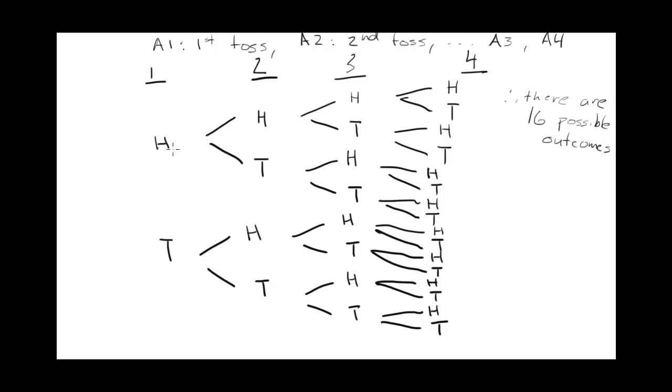So what were they? Well, this top branch of the tree, you had a head, then a head, then a head, then a head. So this was head, head, head, head. You had 4 heads. The second branch down, head, head, head, tail. So 3 heads and a tail. Head, head, tail, head. So etc. And you could list all these 16 outcomes out this way.